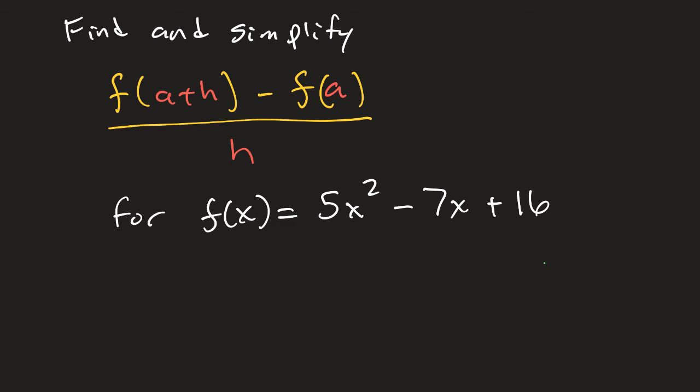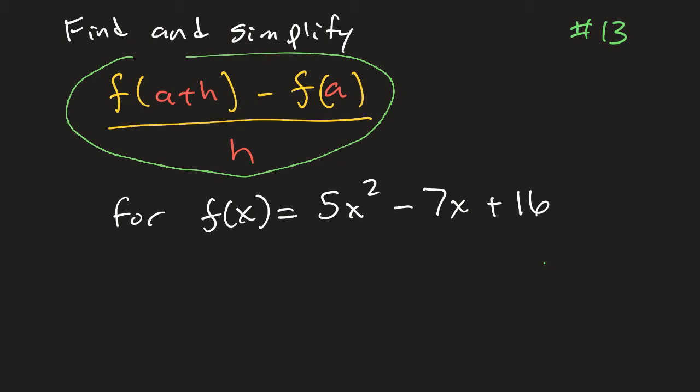Hello. So if you're working on this week's assignment, you probably are encountering a problem something like this for number 13. And what you're asked to do is find and simplify this expression, f of a plus h minus f of a, all divided by h. So we're asked to find and simplify this thing. And we're given a function. In this video, I'm going to work on 5x squared minus 7x plus 16.